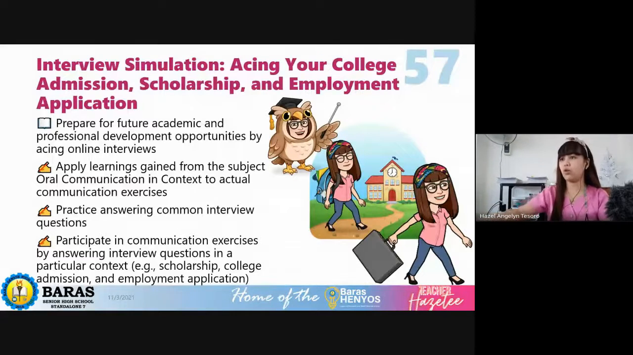Medyo nagkaka-problem tong keyboard ko, no? Hindi ako makapindot ng mabuti.